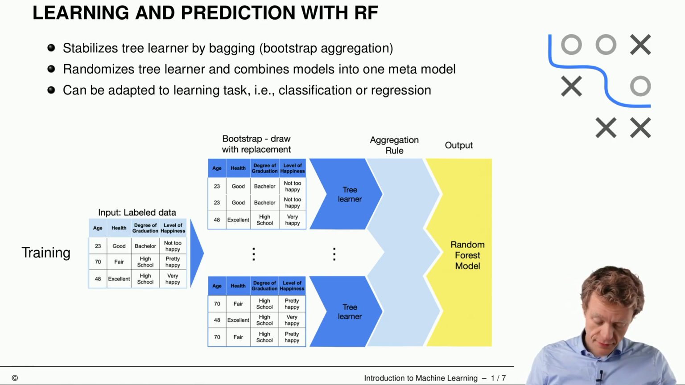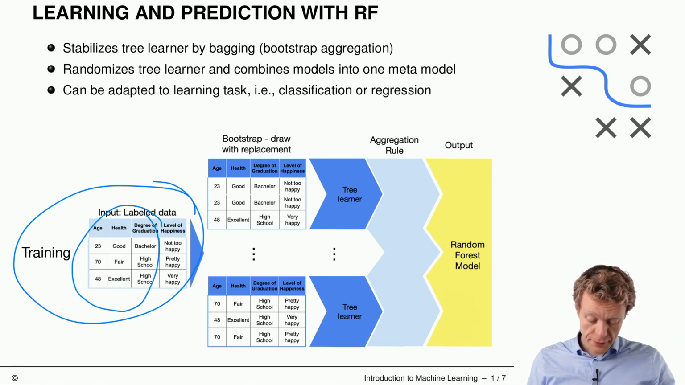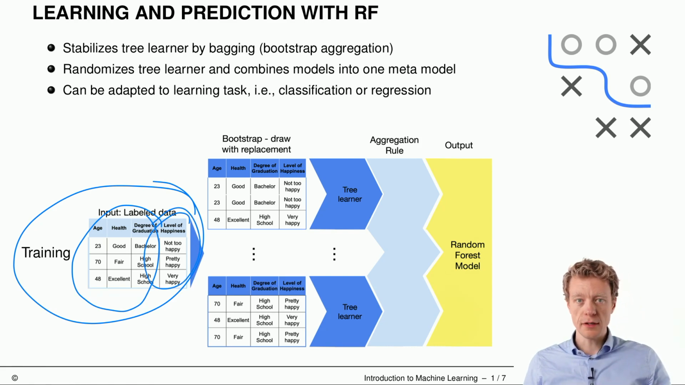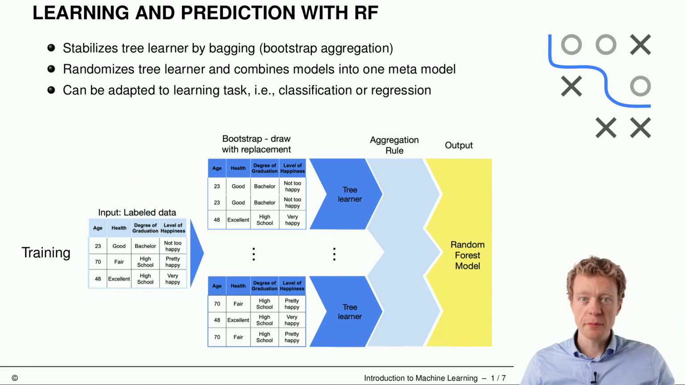So what happens here is we have, again, a labeled training data set with 3 observations, 3 features, and 1 categorical target variable. What bootstrap means is that we generate new training data sets out of the one training data set that we have. We cannot magically come up with new observations, so what we do is we just draw with replacement from the training data.